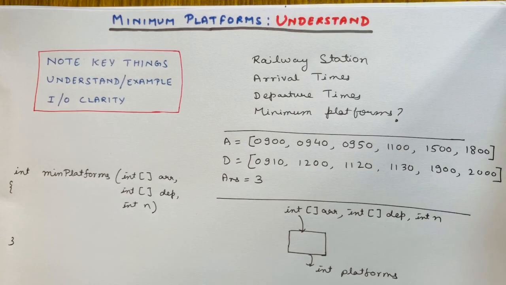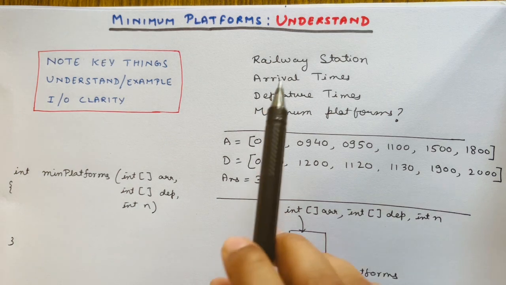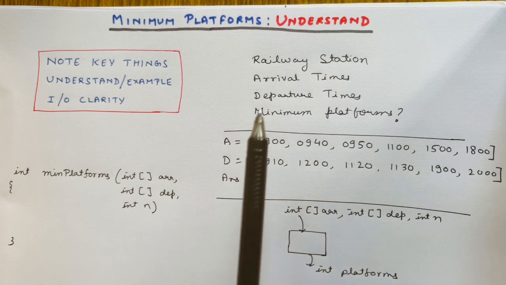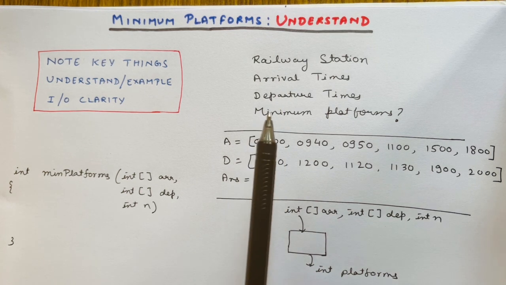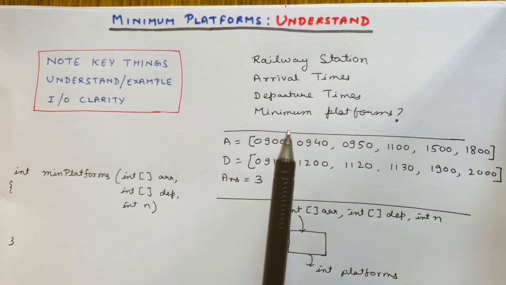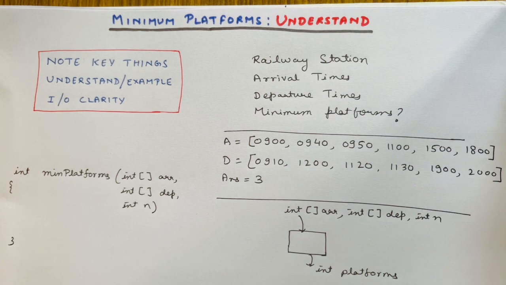To begin with, let us first try to note key things given in the question. We are given a railway station, arrival times of few trains, departure times of few trains, and we are asked what will be the minimum number of platforms. If we take an example, here are the arrival times given, here are the departure times given, and in this case 3 will be the minimum number of platforms. Why is this 3? We will see this later when we try to solve the problem.